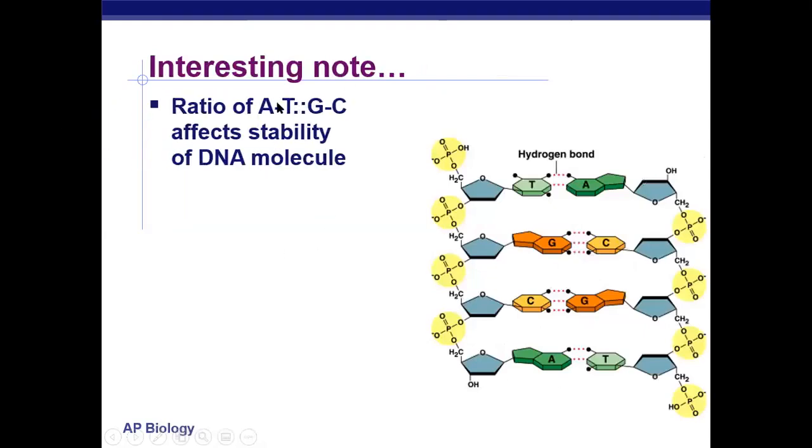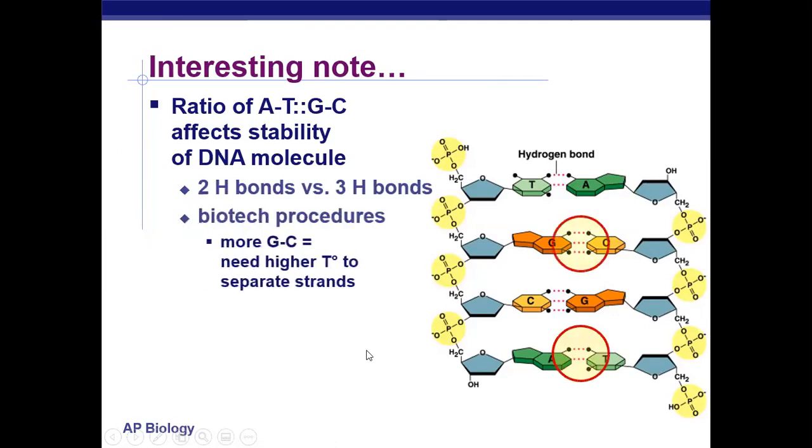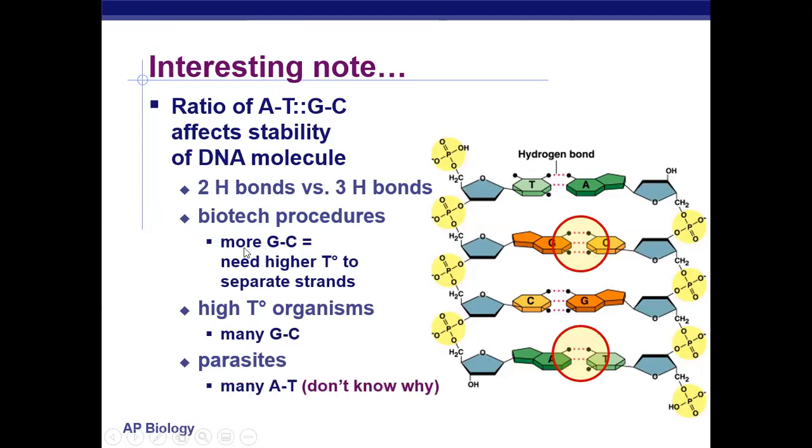The interesting note, the ratio of A to T and G to C affects stability of the molecule, because if you have more A to T's, then you're losing hydrogen bonds. And if you have more G's and C's, then you have more hydrogen bonds. So in biotech procedures, if they have more G and C, they need a higher temperature to separate the strands.